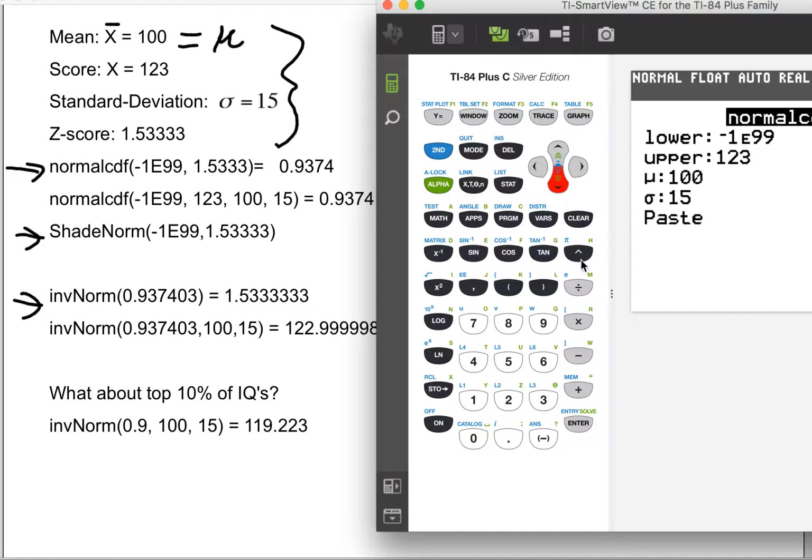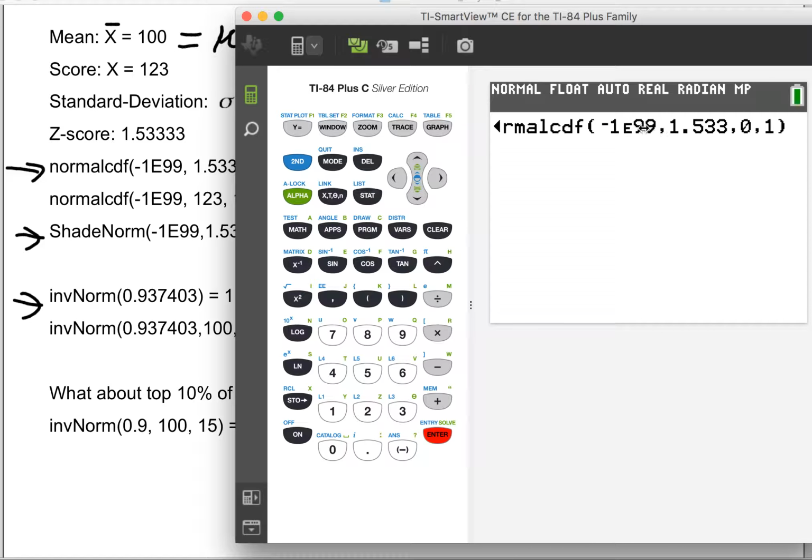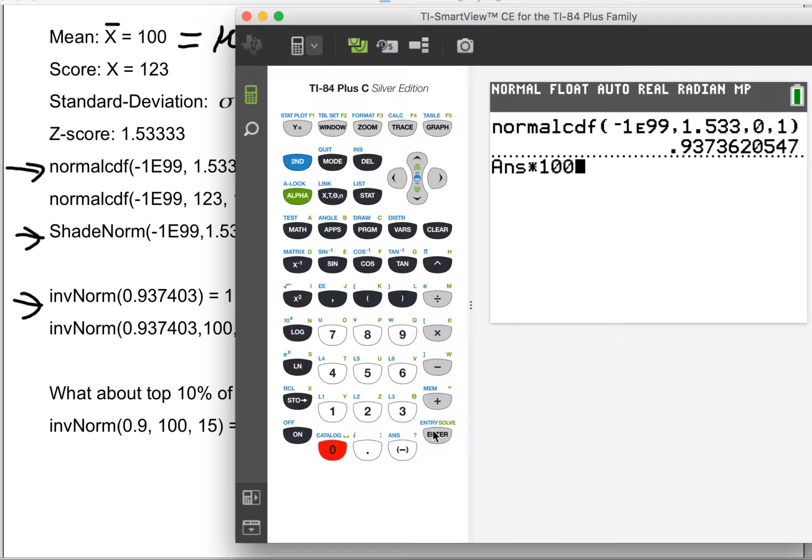Okay, let's put in 1.533 here, and we'll go with a 0 and a 1. So here we're working with z-scores. And when you do that in your calculator, this is actually what it will look like. And there it tells you that 0.93736 of the people are below that score. If I multiply it by 100, I change it to a percent. 93.74% are below that. But in order to use it that way, you have to know the z-score.